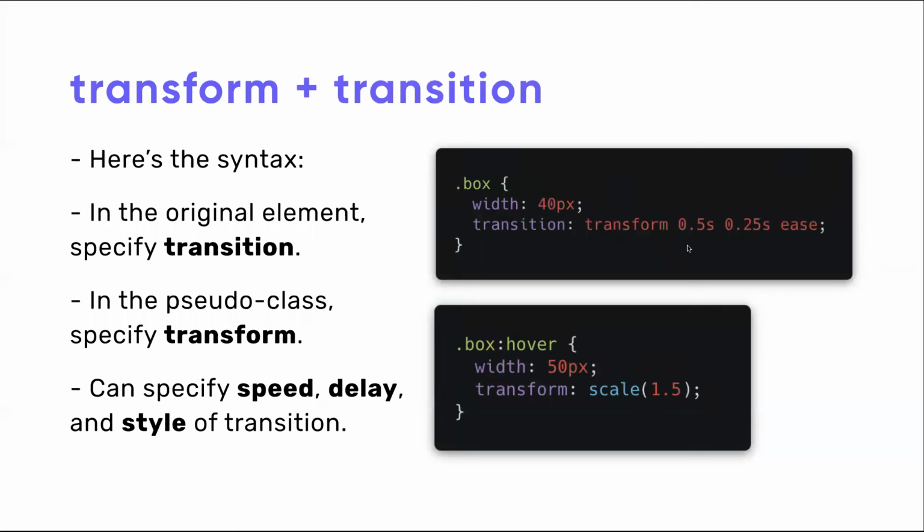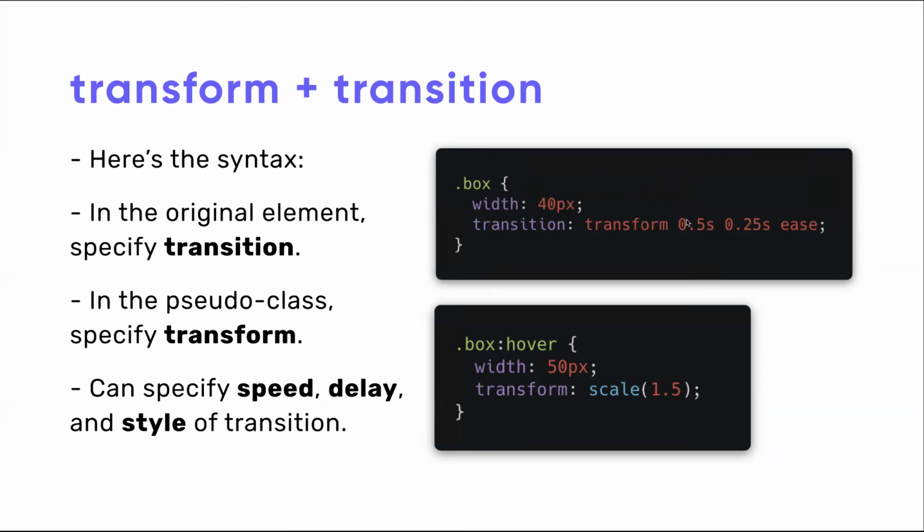So for example, we have this transform here that's going to scale it up by 1.5, right? And then in the actual original element, you have a transition property that says for anything that changes between box and box hover, you're going to give it these properties. And in this case, it only selects transform to give these properties.